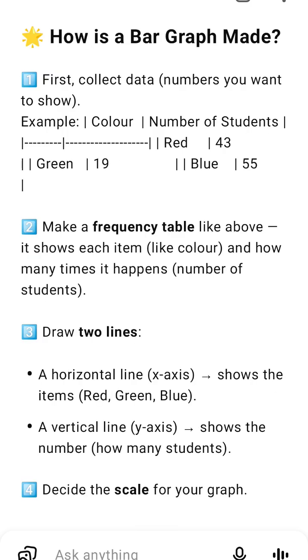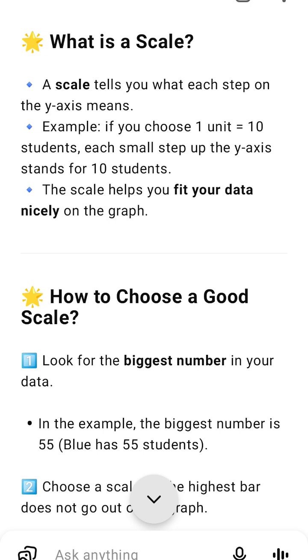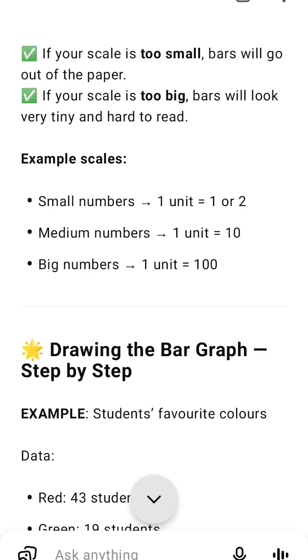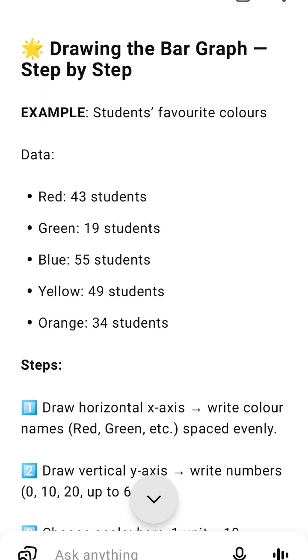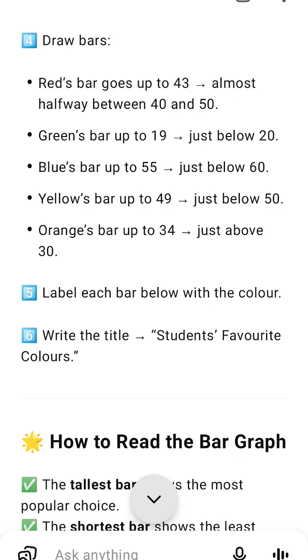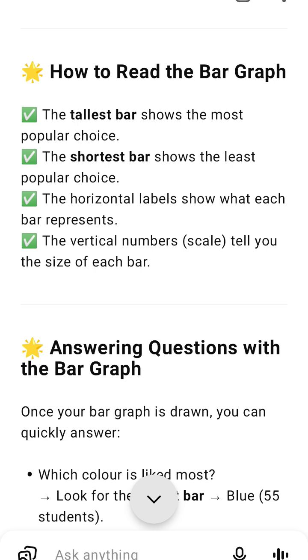Bar graph example. Favorite colors data: red 43, green 19, blue 55, yellow 49, orange 34. Draw the x-axis, write the colors: red, green, blue, yellow, orange. Draw the y-axis, scale from 0 to 60 with steps of 10. Draw bars: red bar up to 43, green bar up to 19, blue bar up to 55, the tallest, yellow bar up to 49, orange bar up to 34. From the graph, most preferred color: blue, tallest bar. Least preferred color: green, shortest bar. Total colors: 5, count the bars.